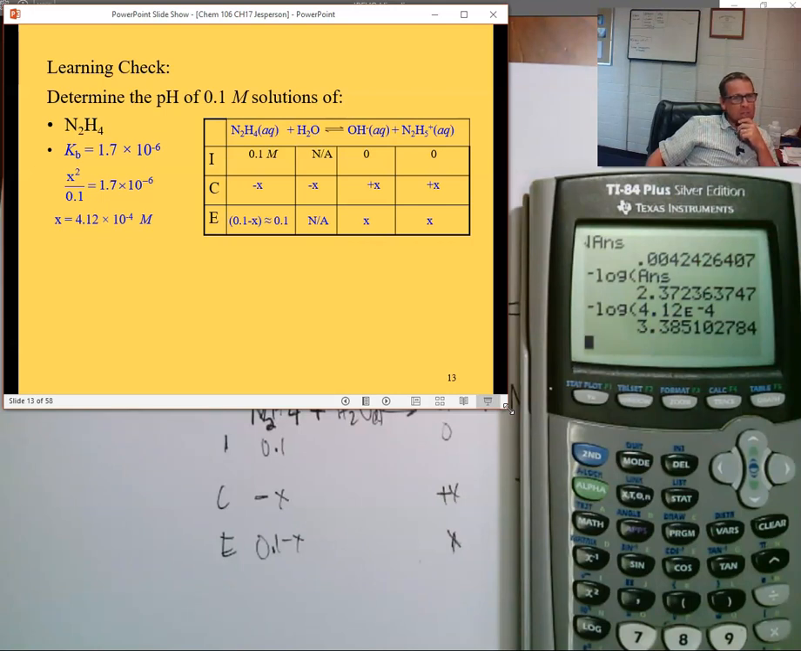Let's think about this here. Is N2H4 supposed to be a base or an acid? So it's supposed to be a base. Why did we get a pH of 3.38? Isn't that acidic? Yes. Or I don't know, is 3.38 not the pH?